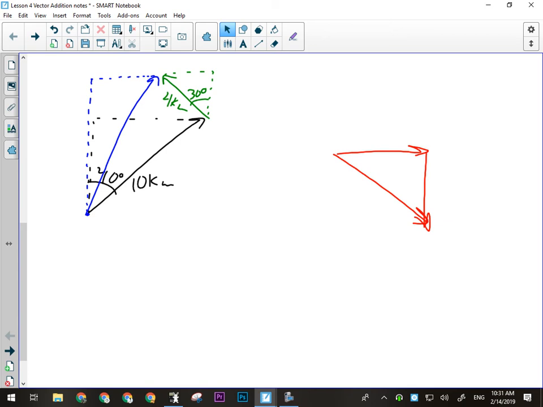Exactly, yes. If it's not a right angle triangle, it doesn't work. It looks kind of like it is because of the way I've drawn it, but it's not. Everybody all right with that?